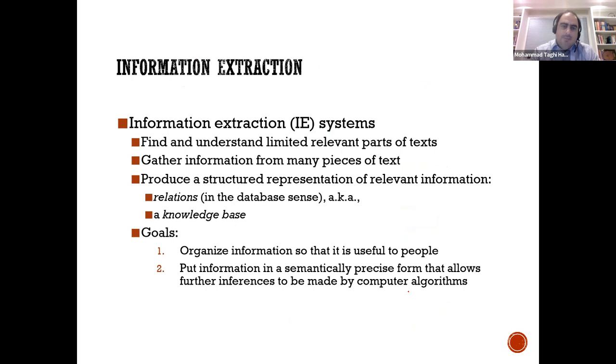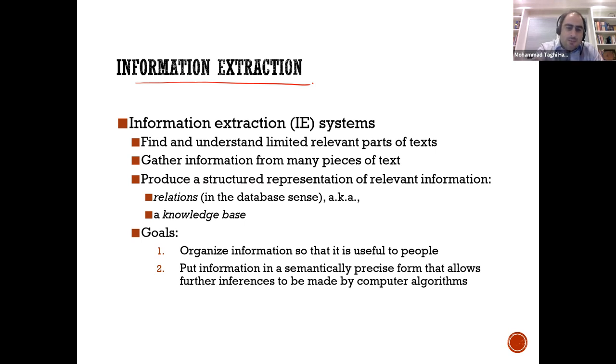Generally, I want to go a little bit more into information extraction. Generally, we try to get some relevant part of some text. We take them, and then we get it from lots of documents. In some sense, this is the way that Google is doing it, and I think Bing is also doing it somehow. When you ask a question, you try to find limited relevant parts of the text, and then gather this information from many pieces of text. Then you try to produce a structured representation of the relevant information.